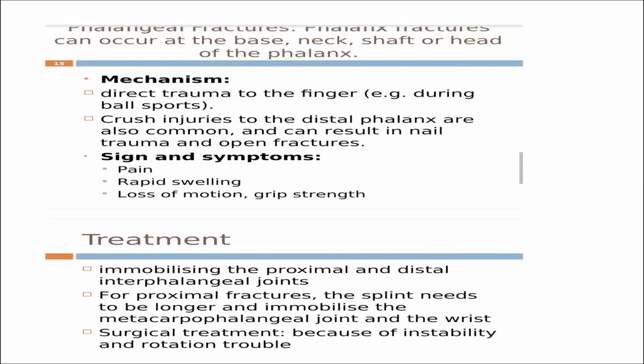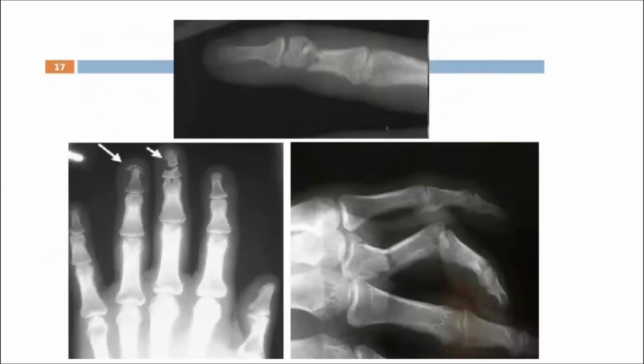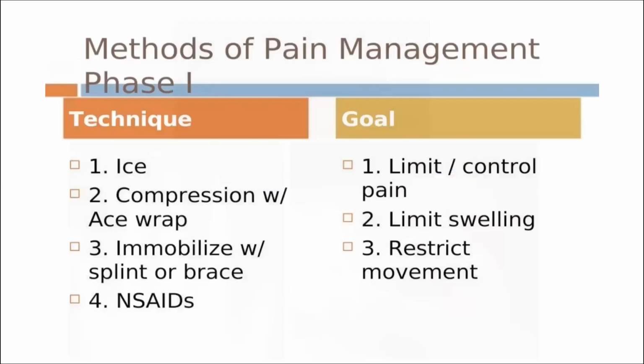Surgical treatment is needed when there is instability and a lot of displacement, and sometimes rotation problems occur, so it sometimes has to be open reduced. These X-rays show a neck of the phalanx fracture on the top. Another X-ray shows a fracture of the distal phalanx tip and the shaft. On the lateral view, it shows the shaft of the phalanx fracture. So it depends where the fracture is, and it has to be treated accordingly.